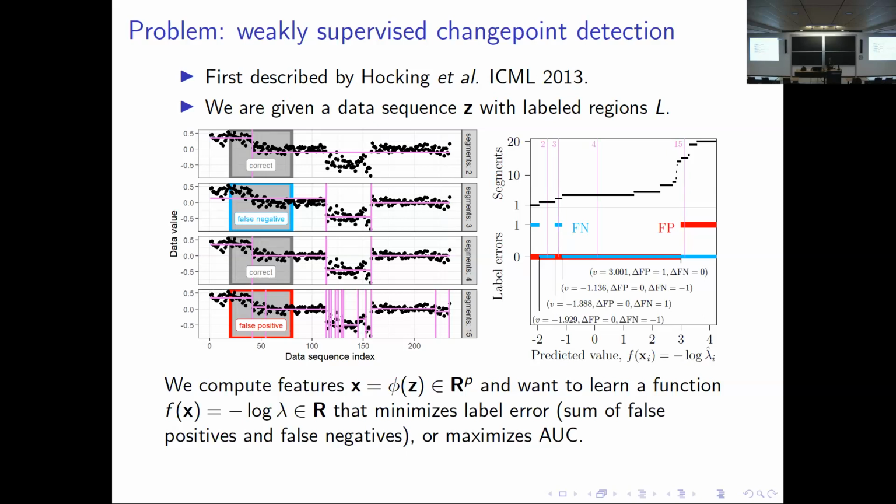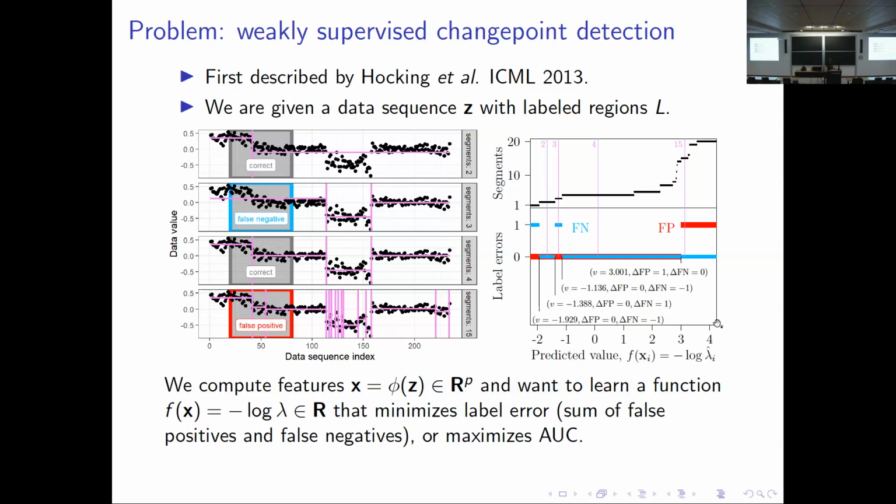we can do supervised learning by computing a feature vector X for every one of these data sequences. Here this is just one data sequence, but we have a whole database of hundreds or thousands of them. We get some feature vector, and then we can learn some function f of x, which predicts a negative log penalty value. When you take a look at what the label errors function looks like as a function of that f of x, or the negative log penalty value, you see that it's similar to what we do in binary classification, where when we have very small predicted values or predicted scores, we tend to have false negatives.